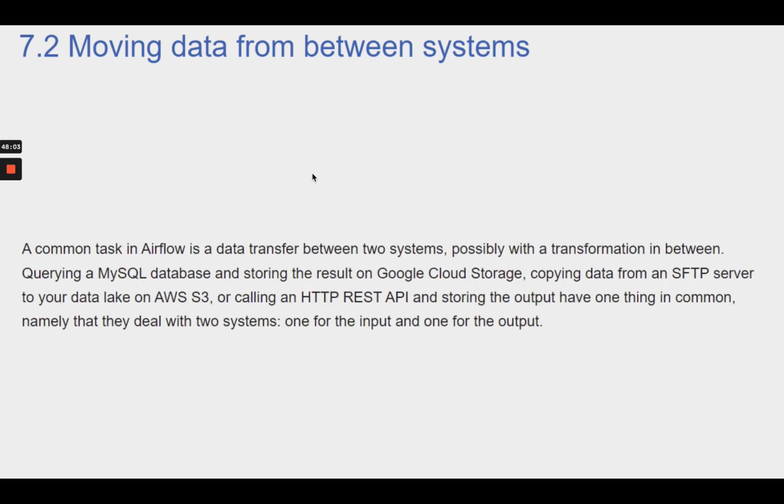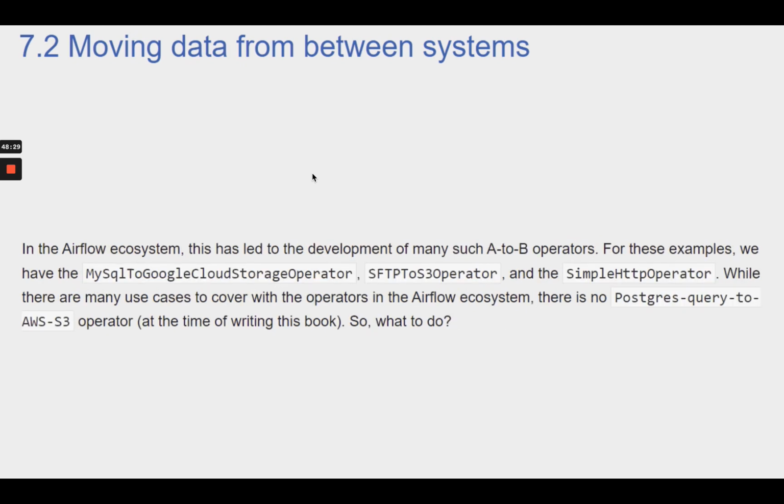A common task in Airflow is a data transfer between two systems, possibly with a transformation in between. Querying a MySQL database and storing the result on Google Cloud Storage, copying data from an SFTP server to your data lake on AWS S3, or calling an HTTP REST API and storing the output have one thing in common, namely that they deal with two systems, one for the input and one for the output.